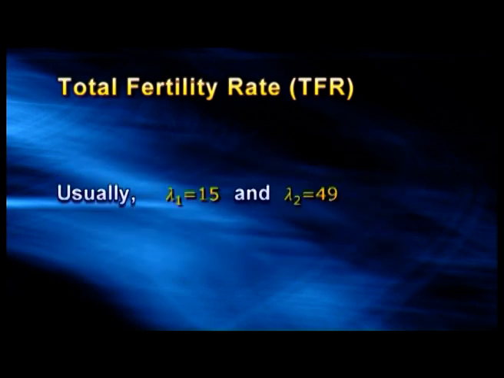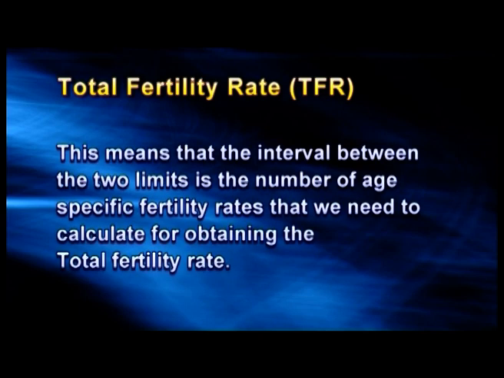Usually, lambda 1 is equal to 15 and lambda 2 is equal to 49. This means that the interval between the two limits, 34, is the number of age-specific fertility rates that we need to calculate for obtaining the total fertility rate.